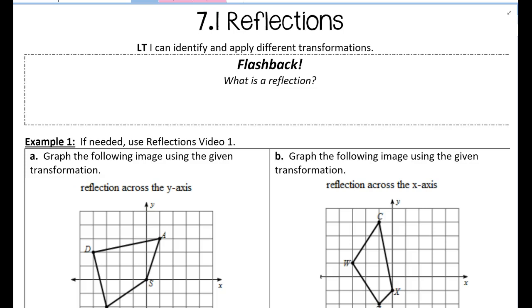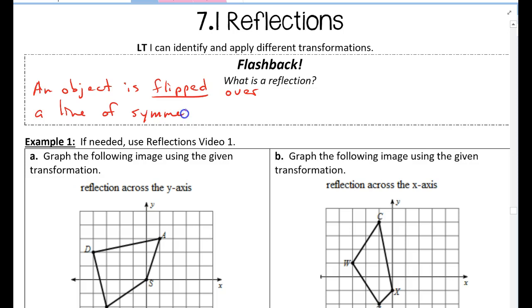So if you recall, a reflection is when an object is flipped over a line of symmetry. So if I have a line here and then I have some object on this side and I wanted to reflect it, I would basically be flipping it over the line, so now the new object would end up over here.